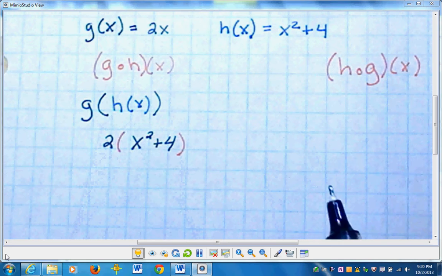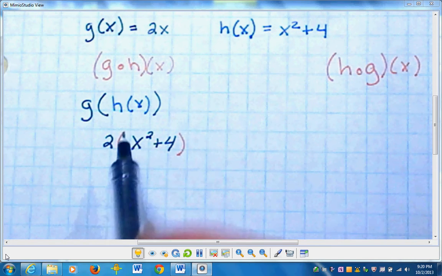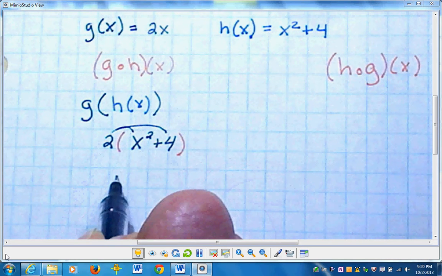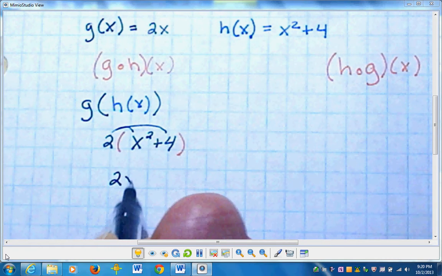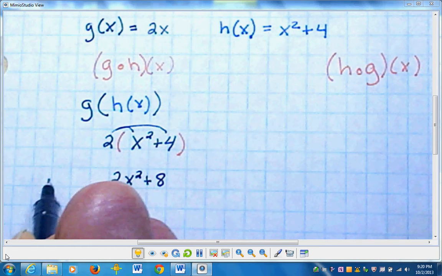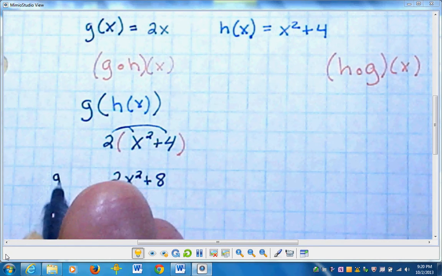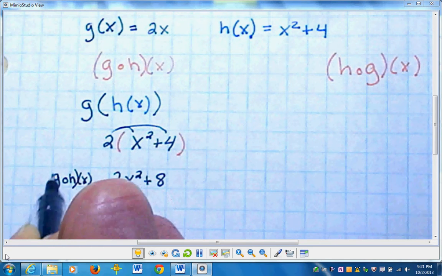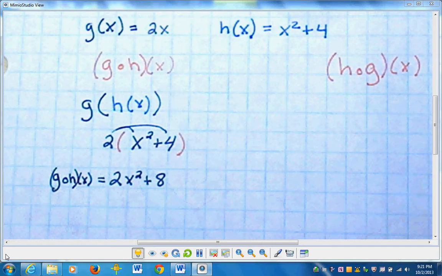So now, if I want, I can multiply and simplify. So this gets distributed in. So that gives me 2x squared plus 8. So that's what g of h of x is. That's what that equals.